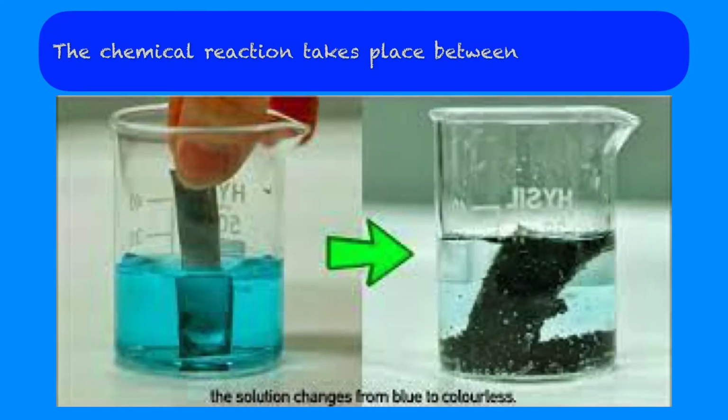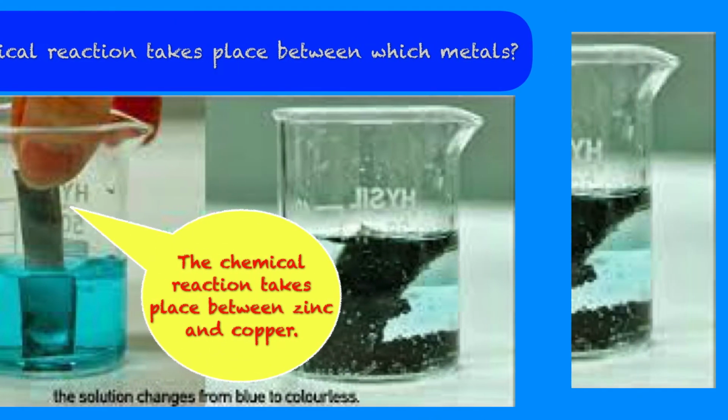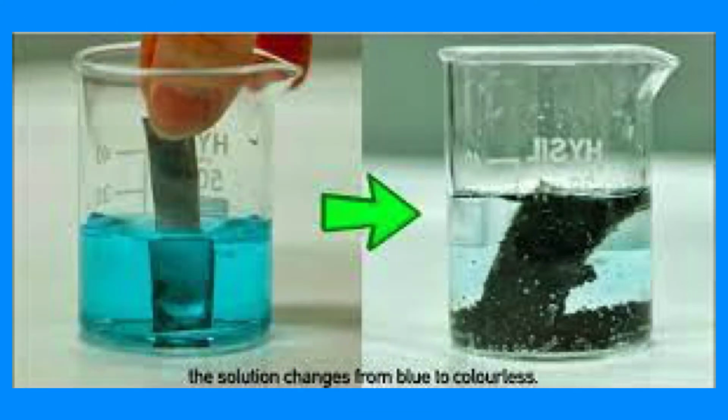Now, let's treat the reaction between zinc and copper sulfate. The chemical reaction takes place between which metals? The chemical reaction takes place between zinc and copper. Let's describe the physical state of zinc. The physical state of zinc is a solid.